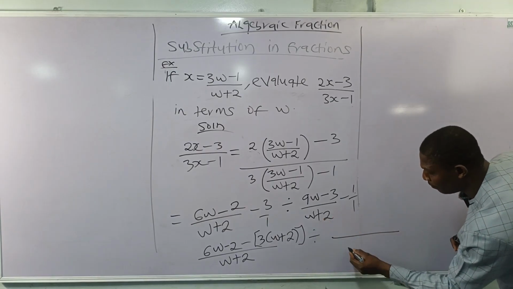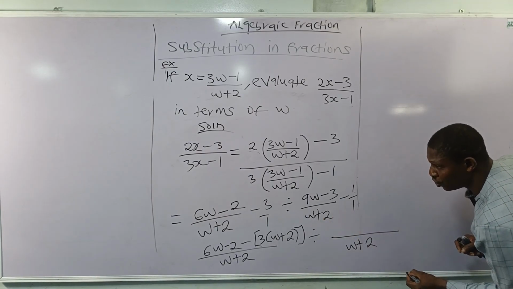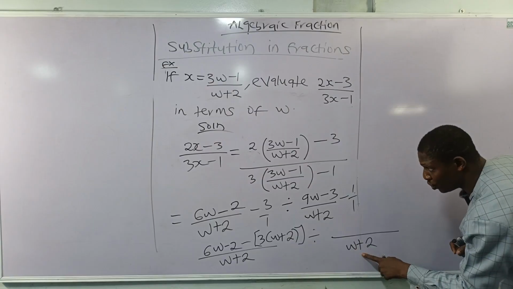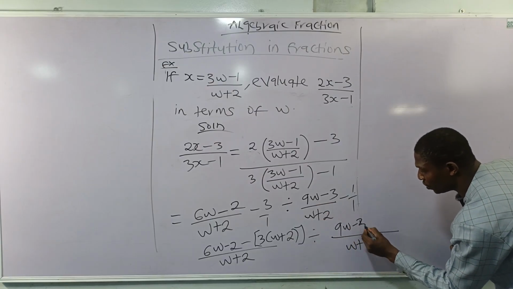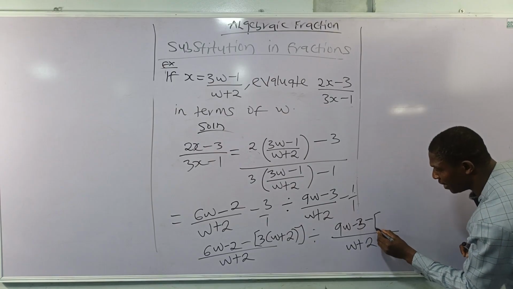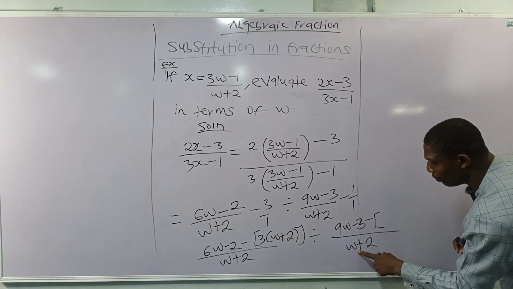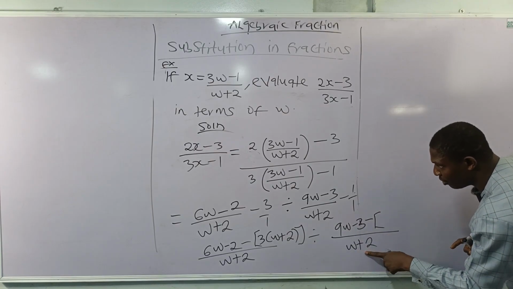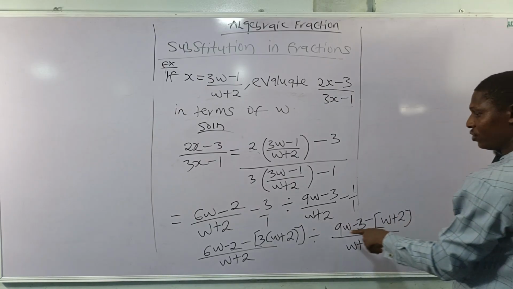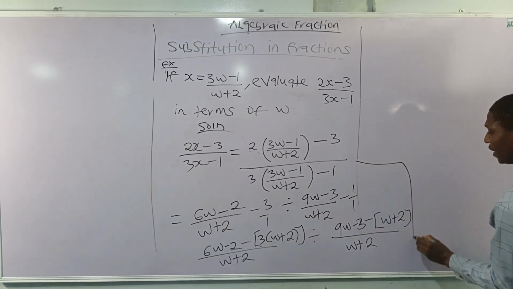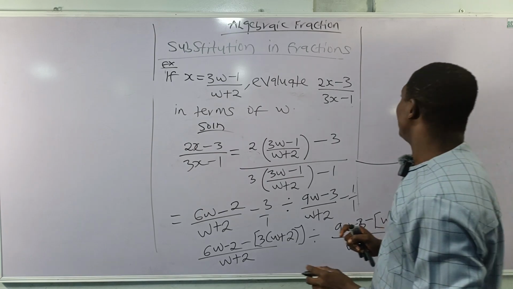Divided by, I'll do the same here. My LCM again is w plus 2. W plus 2 into w plus 2 will give me 1. 1 times this will give me 9w minus 3. I'll put my negative sign and a square bracket. 1 into w plus 2 will give me w plus 2. W plus 2 times 1 will give me w plus 2. Now I'll try to use my negative sign to expand.